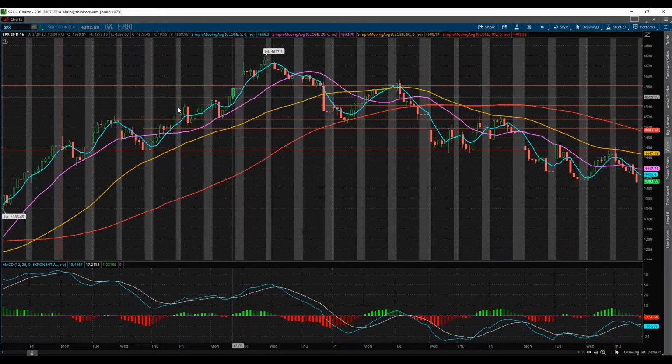Now, if you are following SPX, what is this yellow line? It's a 50 line. Okay. What is this red line? 100 line. Okay. So 100 is slower, 50 is a little faster than 100, 20 is a little faster than 50, and 5 is much faster.